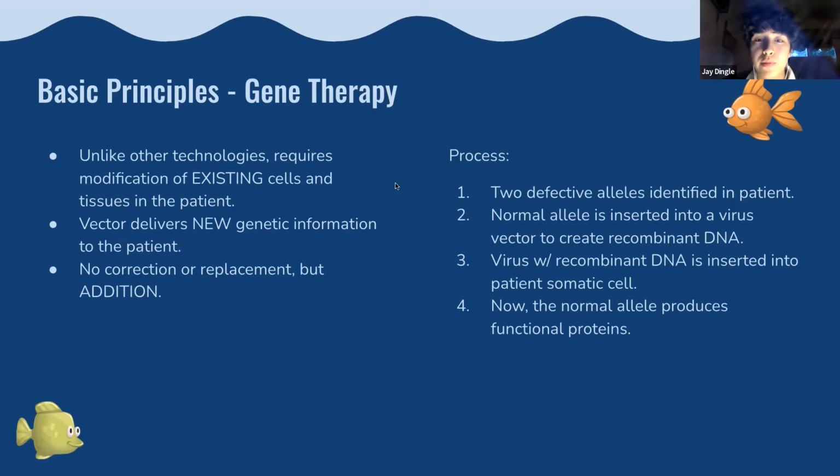Okay, so the process is essentially where we identify two defective alleles in a patient. A normal allele is inserted into a virus vector to create recombinant DNA. This virus that contains the recombinant DNA will be inserted into the patient's somatic cell. And hopefully through this process, the normal allele will produce the functional proteins that are required.